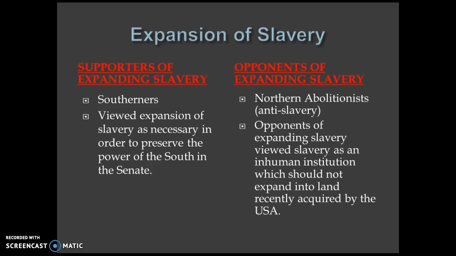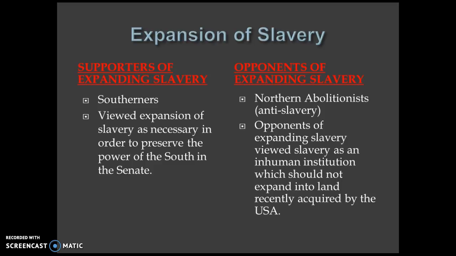This is a big question, because this is going to decide who has control of the Senate, of the laws that are passed. Is it going to be the northern states that are free states, or the southern states that are slave states? Because remember, every state has 2 senators. So when you add a new state, if it's a slave state, that means you've got 2 more senators that are going to be from slave states that support slavery.